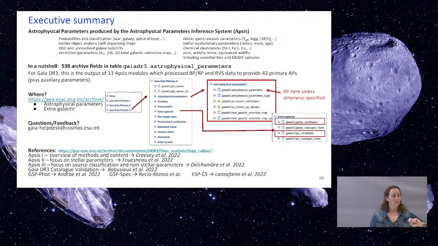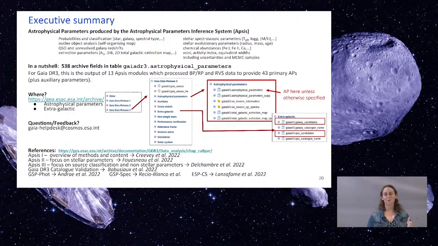Okay, could the speaker please comment on the 0.2 dex offset? Is that coming from comparison with spectroscopic surveys? Should users calibrate the values themselves? Okay, yes, so this is a general offset compared to many different surveys.